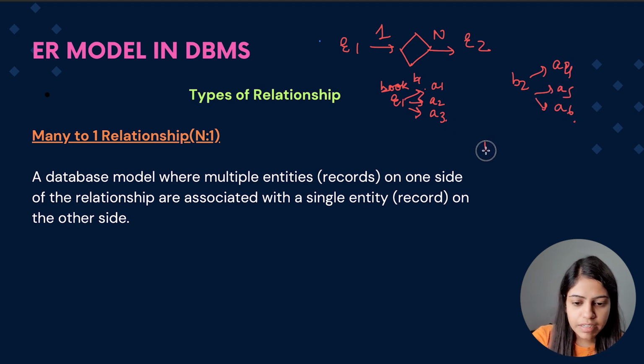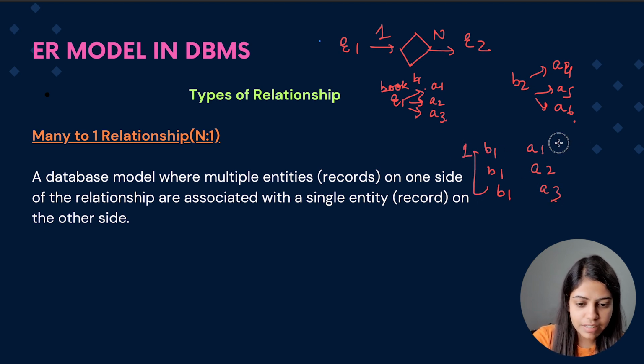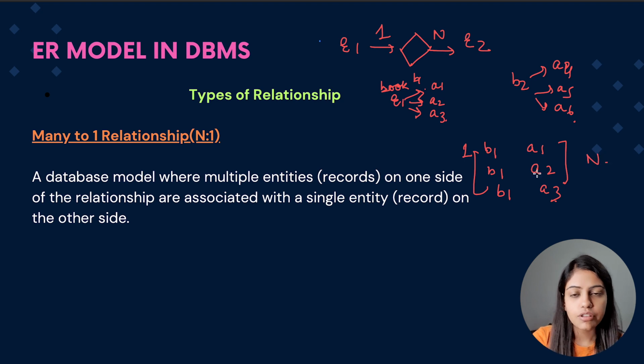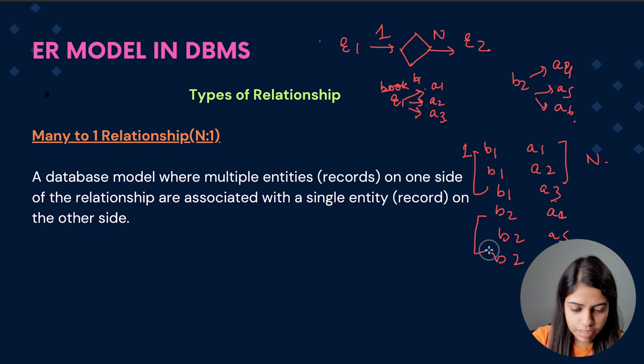So when we simplify it, you can see B1 is associated with A1, B1 is again associated with A2, B1 is again associated with A3. So basically one book is associated with many authors. So this is one-to-many relationship. Now same in the case of B2, we can see B2 is associated with A4, A5, A6. Now again it is one-to-many relationship.